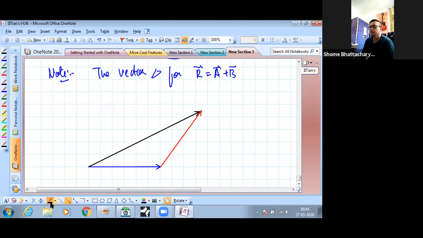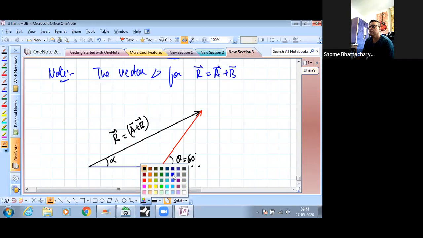Now there would be a certain degree of symmetry in this triangle, which would help us find out this angle. This angle is alpha. And this angle is the known one. It was 60 degrees, whereas the magnitude of A was 20. The magnitude of B was also 20.